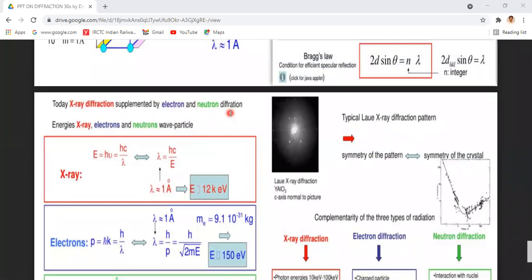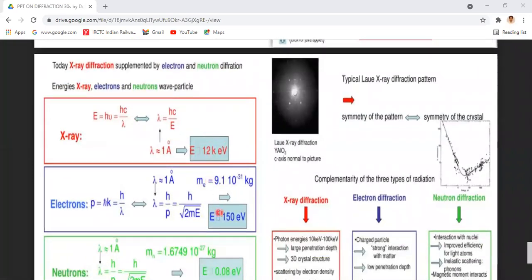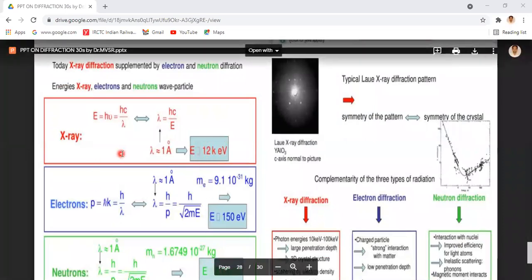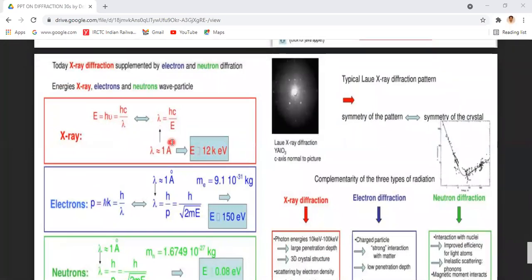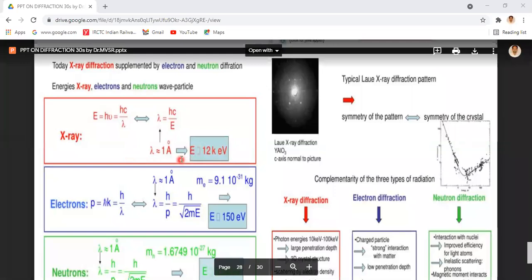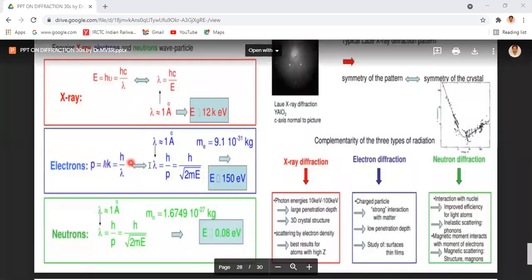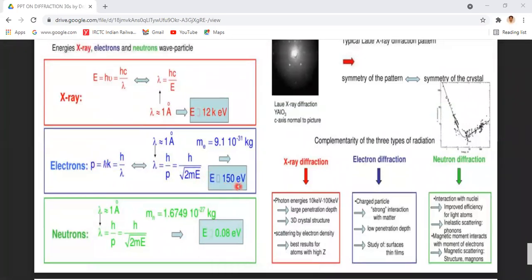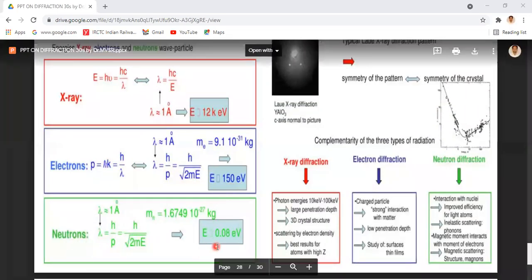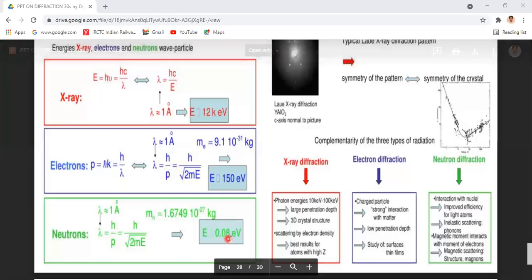Coming to the wavelength and the energy of each diffraction phenomenon. For X-ray diffraction, E is equal to h nu, equal to hc by lambda. So lambda is equal to hc by E. When we take lambda equal to 1 angstrom, the energy comes to 12 kilo electron volts. That is the energy of the X-ray. Next, for electrons it is 150 electron volts. For neutrons it is 0.08 electron volts.